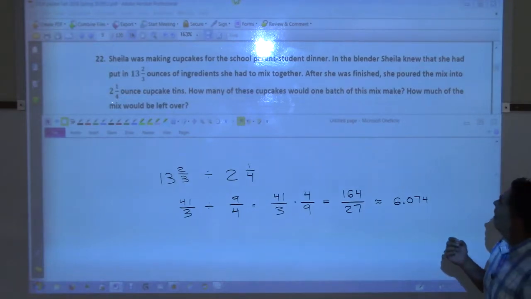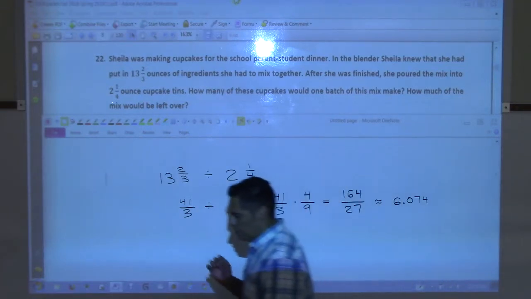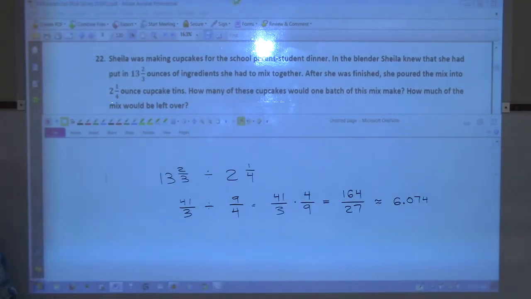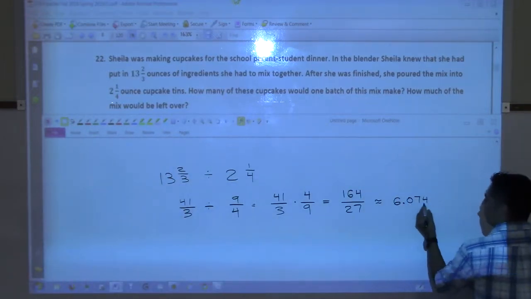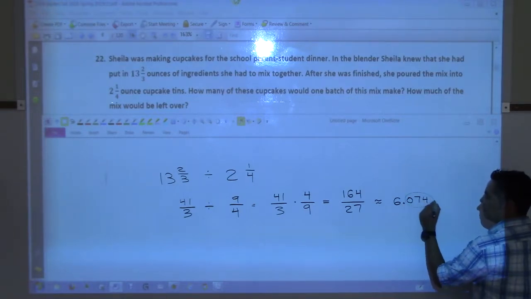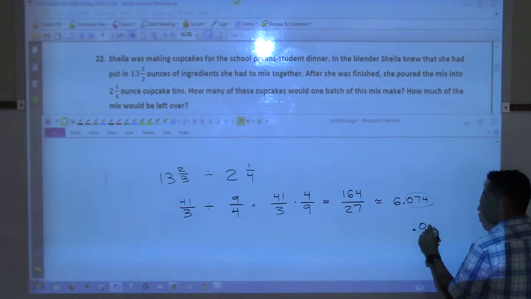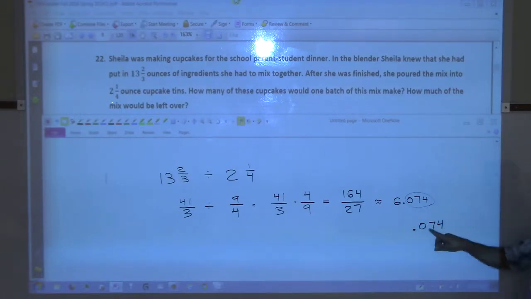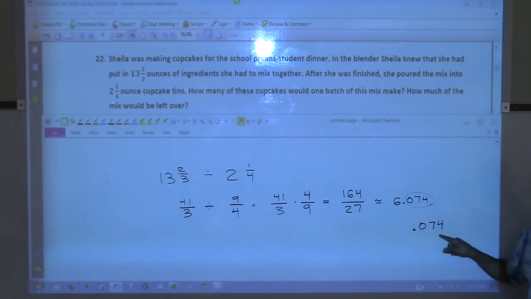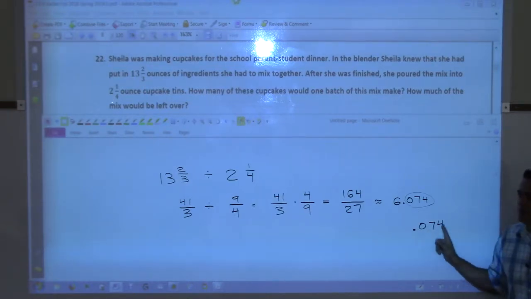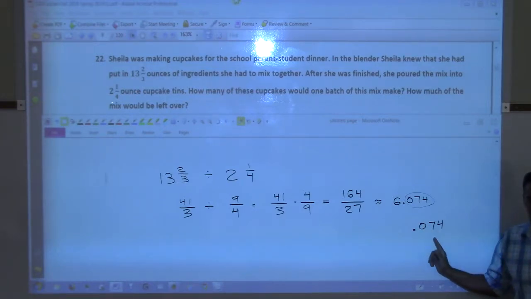Now, how much of the mix is left over? This is the trickiest part of the problem. Because a lot of people will say that this part right here, the 0.074, that's how much we had left over, right, kind of? But this isn't mix. What is this? We have 6 what? Cupcakes, and then we have 0.074 cupcakes left over, right? Does that make sense or no? So this is not how many ounces of mix we have left. This is how many cupcakes we have left.